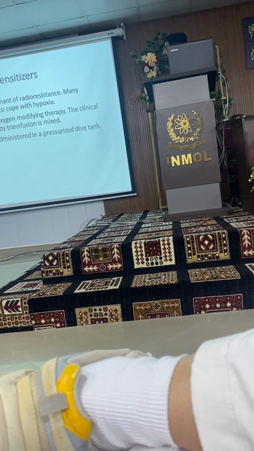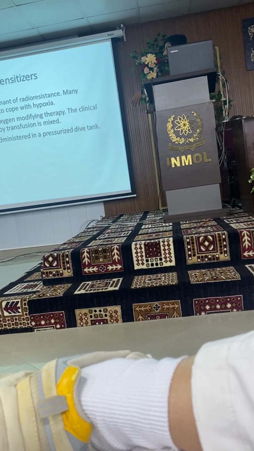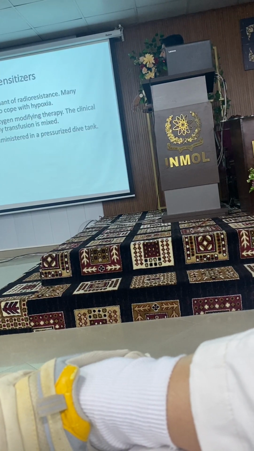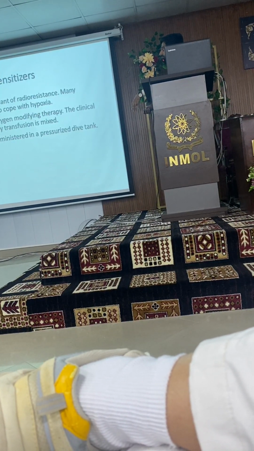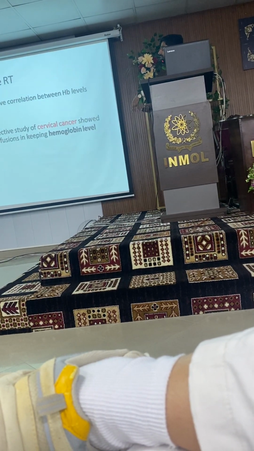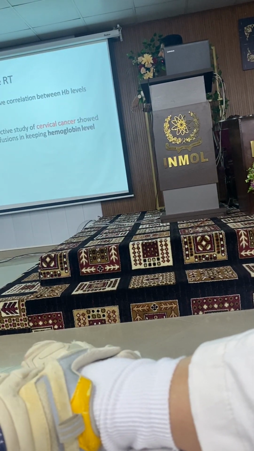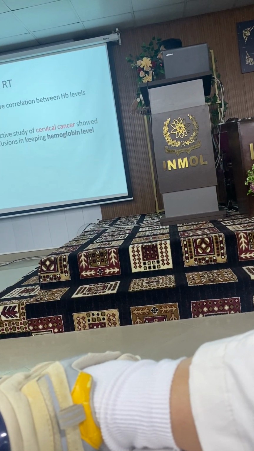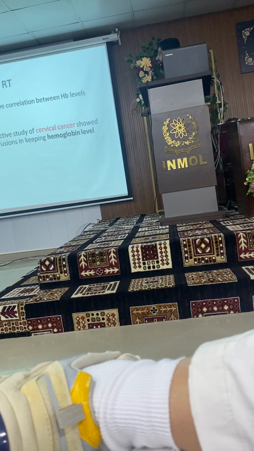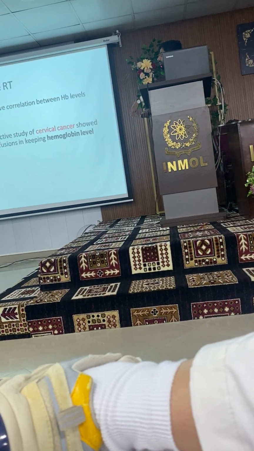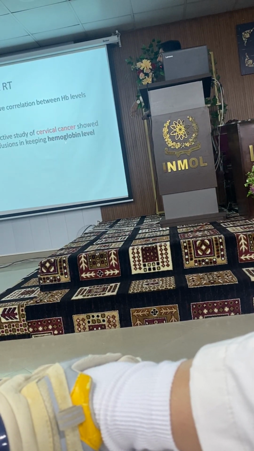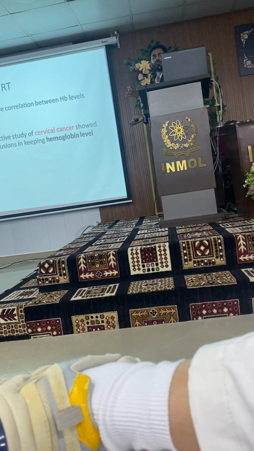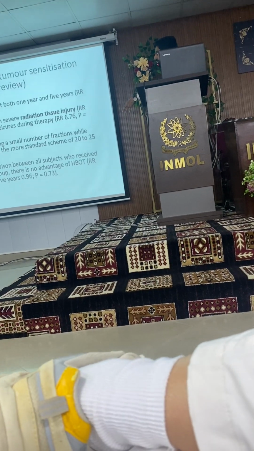So different ways have been used to radiosensitize the tumor cells. Transfusions are the oldest way of oxygen modifying therapy, and then hyperbaric oxygen has also been used. Blood transfusions have been used before RT, and the DAHANCA trial actually showed a negative correlation between hemoglobin and survival and control, but one Canadian retrospective study of cervical cancer showed a positive outcome with blood transfusions if the hemoglobin level is kept above 11, which we know is a prognostic factor for cervical cancer.